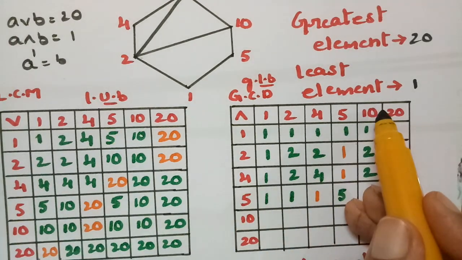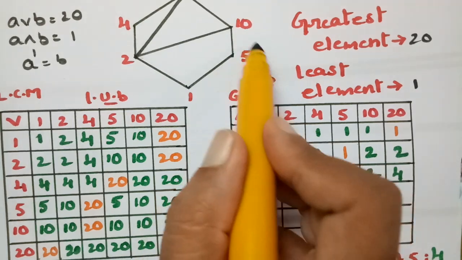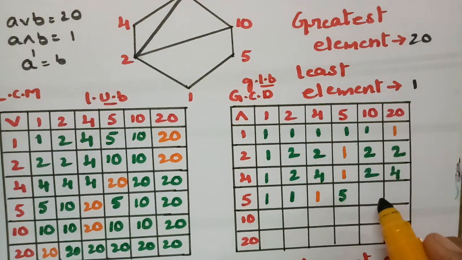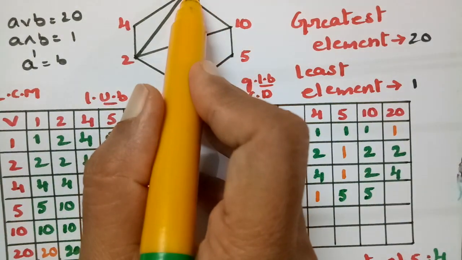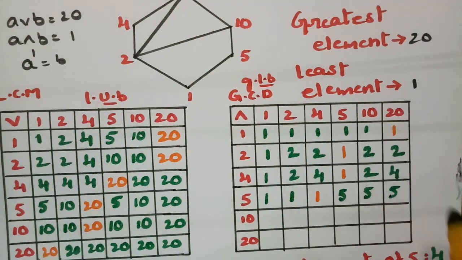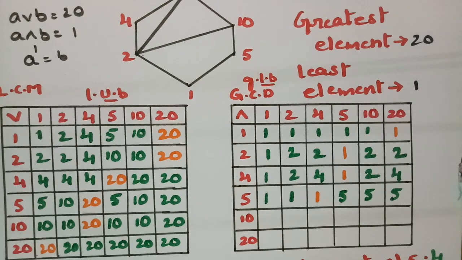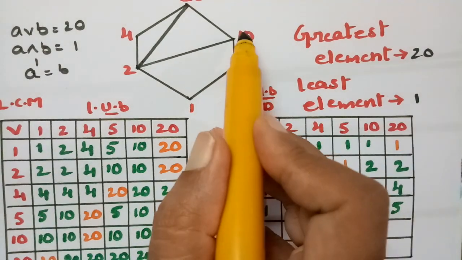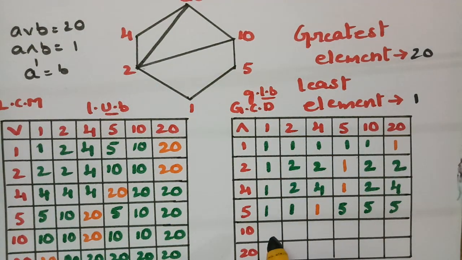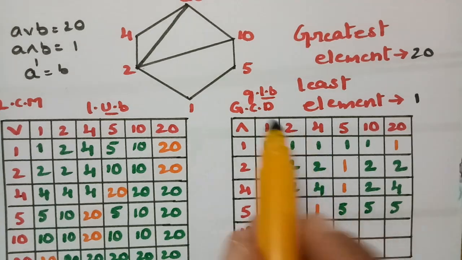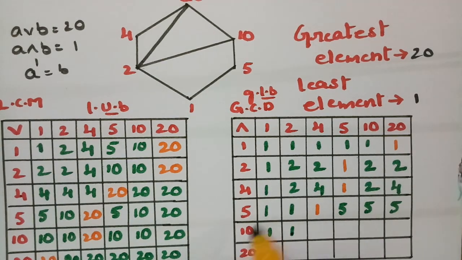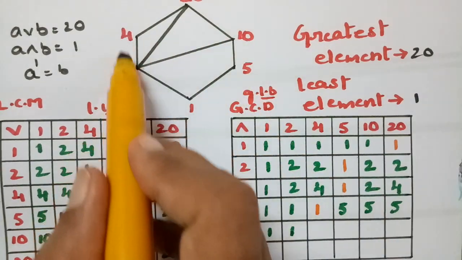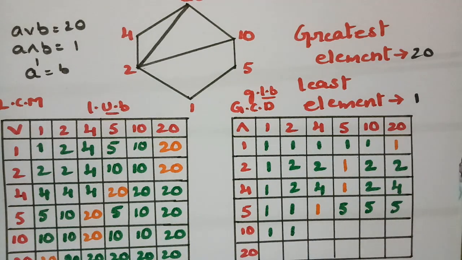Among 5 and 10, the lower bound here is 5. Among 5 and 20, the lower bound is 5. And coming to 10 and 1, the lower bound here is 1. And next, coming to 10 and 2, the lower bound is 1. And next, 10 and 4, among 10 and 4, they meet at a point.